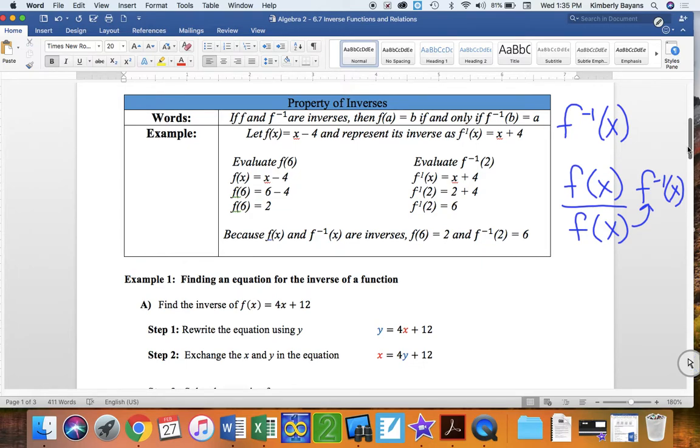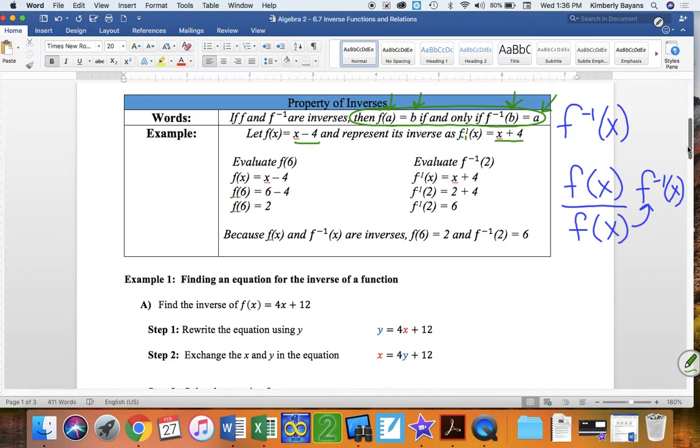Moving on, let f of x be x minus 4. And then its inverse, which should have a -1 there, you probably can't really tell, is x plus 4. So x minus 4 is the original function, and its inverse is x plus 4. I'm going to show you how we can prove that they're inverses. If they are inverses, then when we use a as an x value and come up with b as our y value, we should be able to flip-flop that, take b as our x value, and come up with a as our y value.